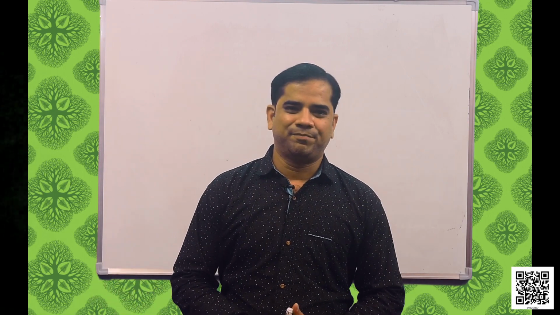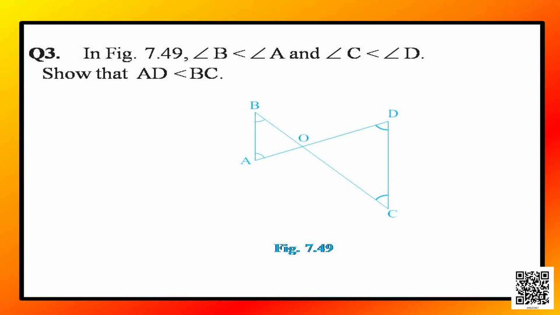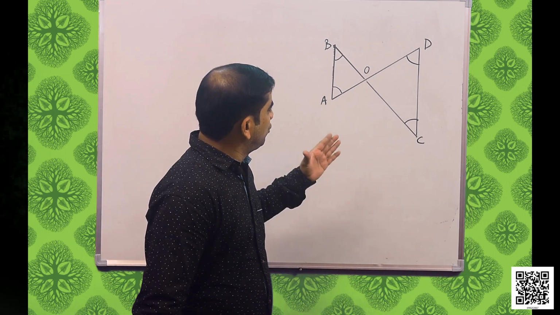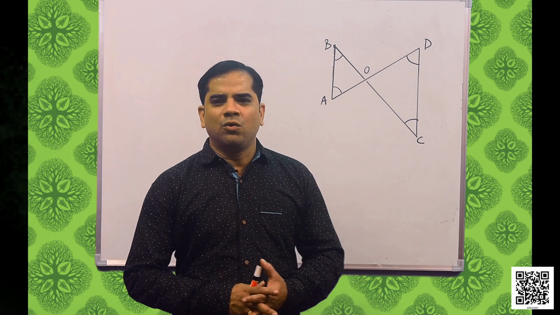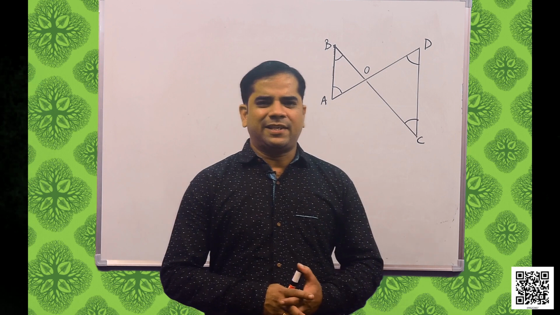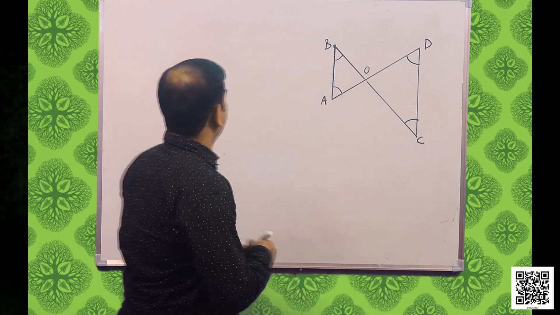Okay, students, let us now discuss question number 3. It says, in figure, angle B is smaller than angle A and angle C is smaller than angle D, so that AD is smaller than BC. So let me draw the figure first, then we will go for the solution. Okay. So students, you can look at the diagram over here, or you can look at the diagram given in your book. The data given is angle B is smaller than angle A.